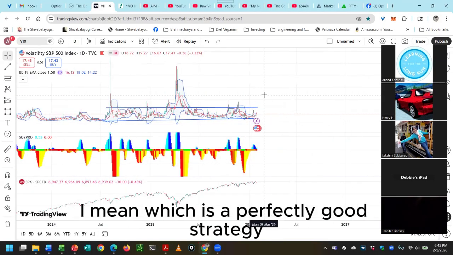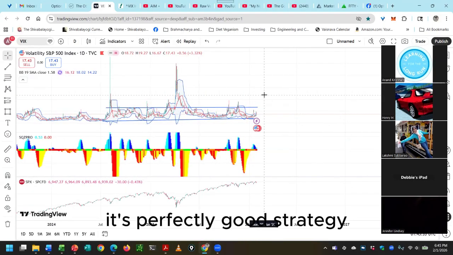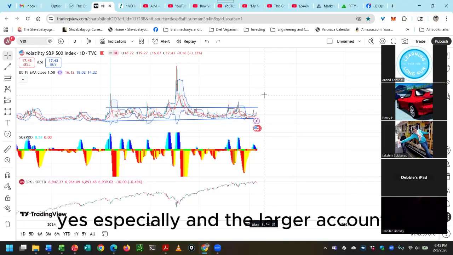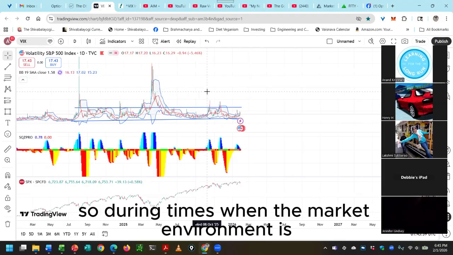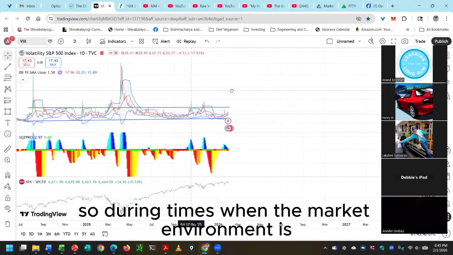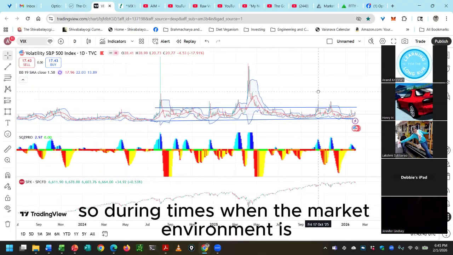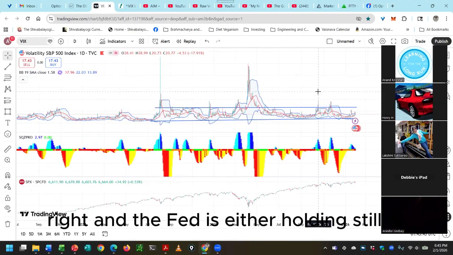It's perfectly good strategy, especially for the larger accounts. So during times when the market environment is steady and the Fed is either holding still or looking to lower interest rates, right?